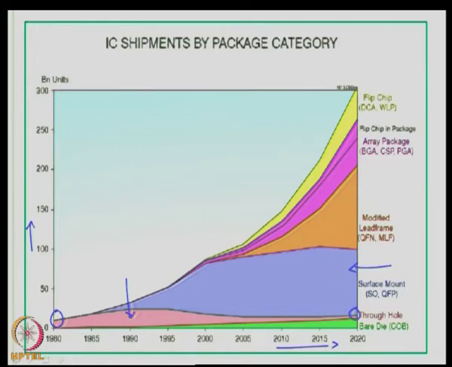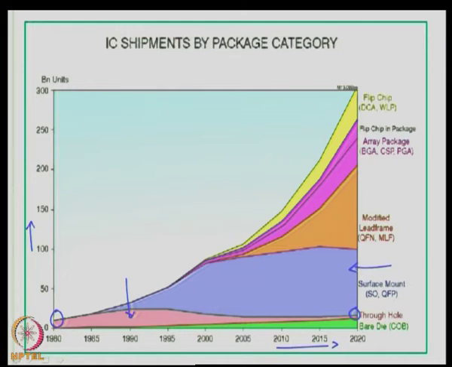In the next 5 years and the next 10 years, you will probably see hardly any through hole components in the market, because all of them would have been converted into surface mount format, because the methodology of mounting and assembling surface mount devices is well known. The yields are very high, the throughput is very high. Therefore, people are opting for converting from through hole to surface mount.